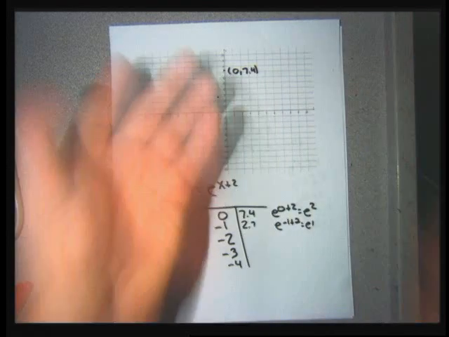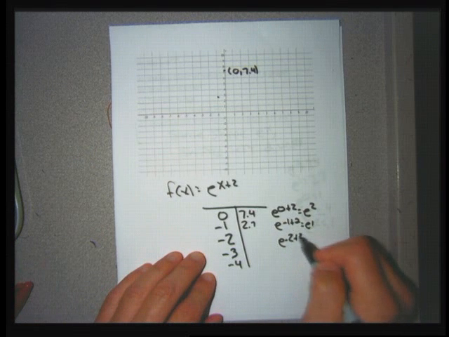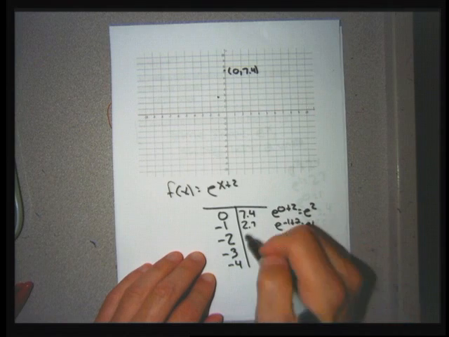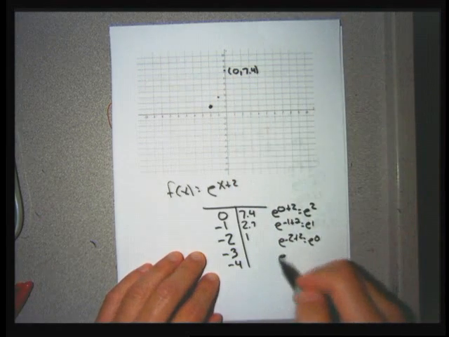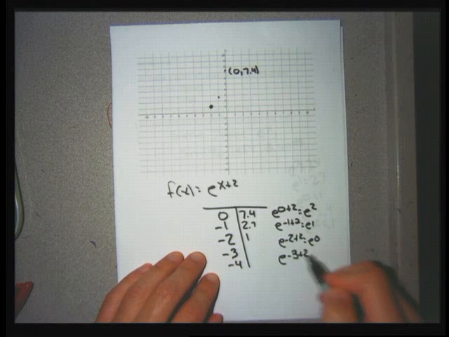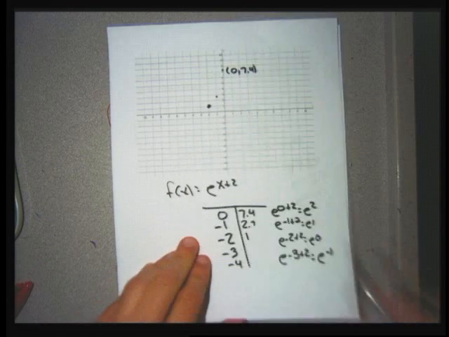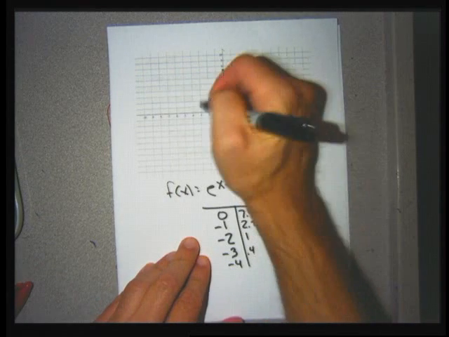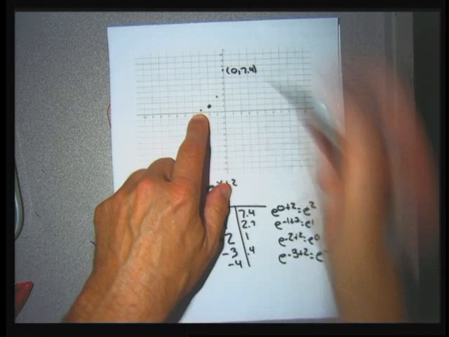I'm not going to write the coordinates because it gets too messy maybe. E to the negative 2 plus 2 is e to the 0. Anything to the 0 power is 1. So negative 2 comma 1. E to the negative 3 plus 2 is e to the negative 1. E to the negative 1 is 0.4. So negative 3 and 0.4. 0.4 is positive. It's slightly above the x-axis again.